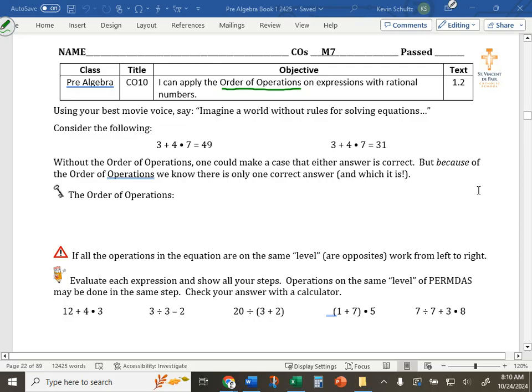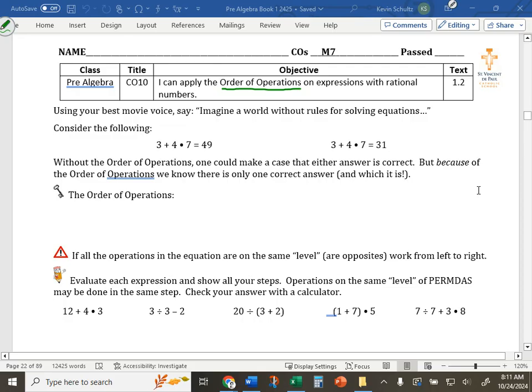Someone explain to me how you could get 49 as an answer from 3 plus 4 times 7. How could you see coming up with 49 as a possible answer, Liam? You do 3 plus 4, you get 7, and then you multiply it by 7, and you get 49. 7 times 7 is 49. How could you conceivably get 31 from the same equation? You do 4 times 7 first. Yeah, if you take 4 times 7 first, you get 28, and then 3 plus 28 equals 31.